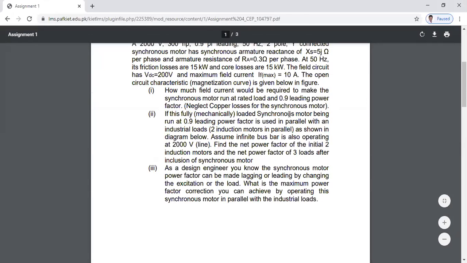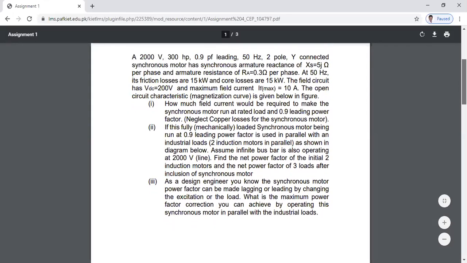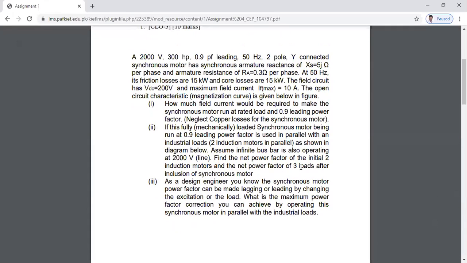So now you attach this as a third load and it is running with the full mechanical rating. That means it is not unloaded, it is fully mechanically loaded with this much. Now, all the three devices are supplied by a voltage bus bar also operating at 2000 volts, which is the rated voltage for the synchronous motor, and this 2000 volts is the line voltage. Okay, so find the net power factor of the initial two induction motors, and when you attach the synchronous motor which is running at a leading power factor, it should bring some improvement to the overall power factor.